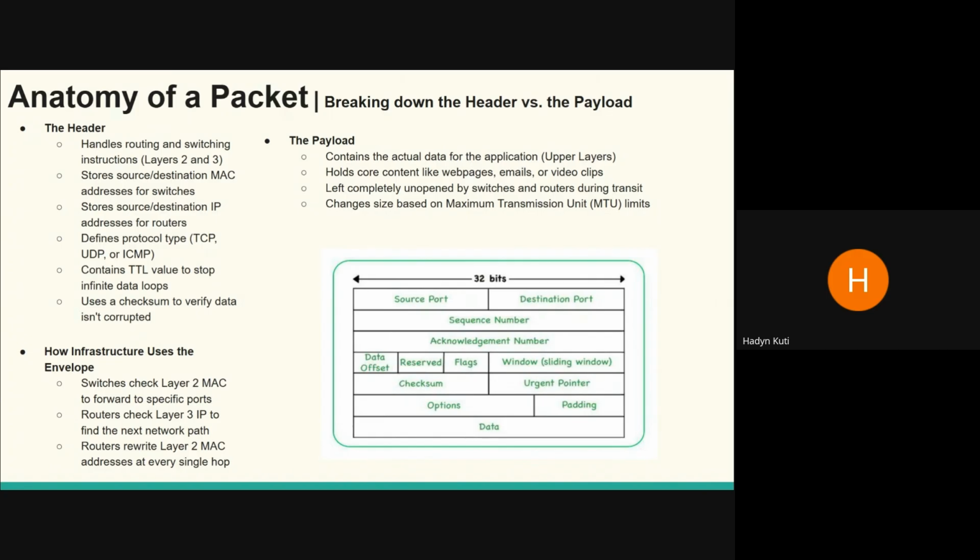Routers inspect the layer 3 destination IP to determine the next network path. When the packet exits your network, the router reads the target IP to figure out which backbone carrier or distant network needs to take the packet next. And then routers rewrite the layer 2 envelopes with the new MAC address at every single hop. The router strips off the old local hardware address, updates the source MAC address to its own, and sets the destination MAC address to the next router down the line.